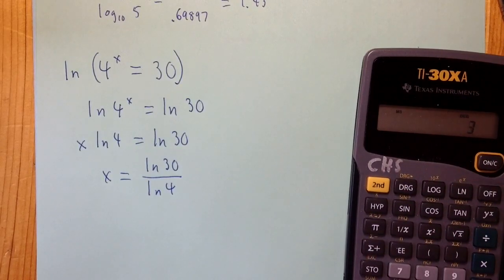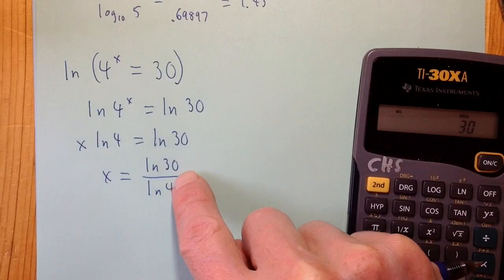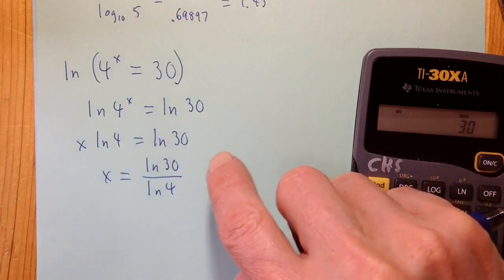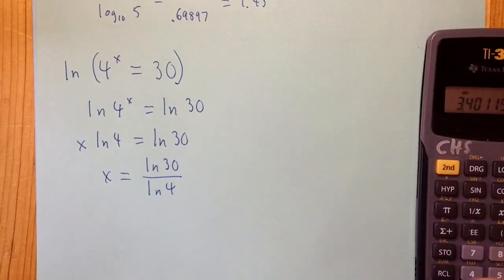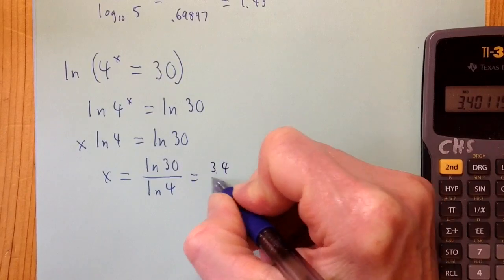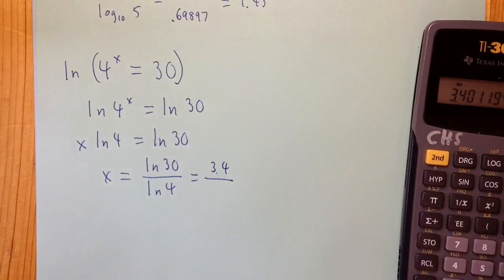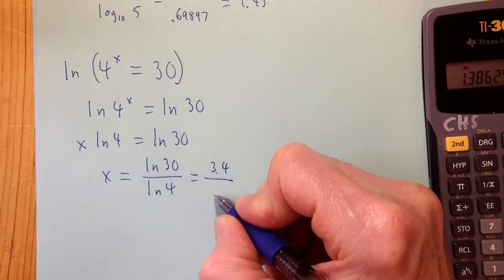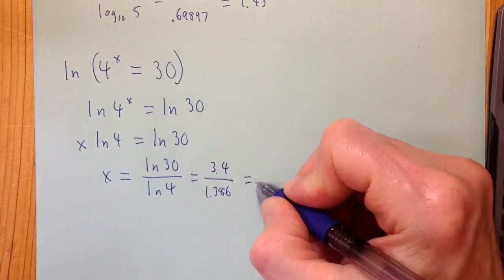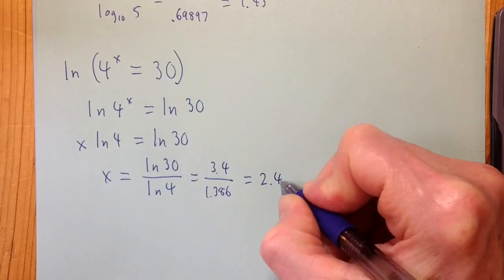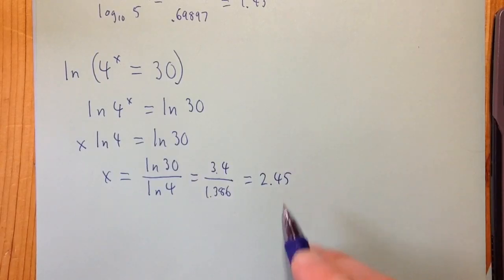So for 30, what power do I raise e to? e is 2.71828, the natural log base, to get 30. That's what I'm doing here. The calculator can do it for me. That's about 3.4. And then divide that by natural log of 4, which is 1.386. So I divide those two, and I get about 2.45. So I was close when I guessed 2.5, about 2.45 or so. So that's the power we raise 4 to get 30.